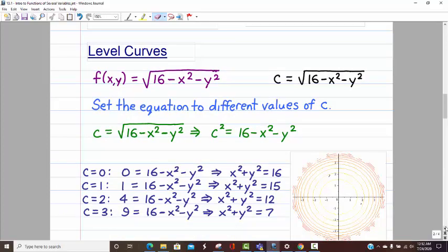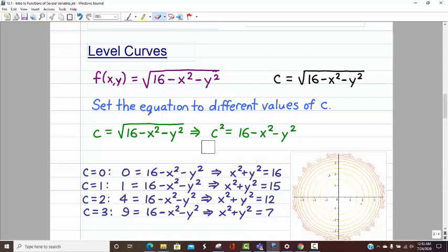This is a hemisphere equation, half sphere, and upper half, obviously, square root, positive square root. So it's a half dome. And then what you do is this: if you set this equation to just arbitrary values of c, that would graph circles. And I just chose that.